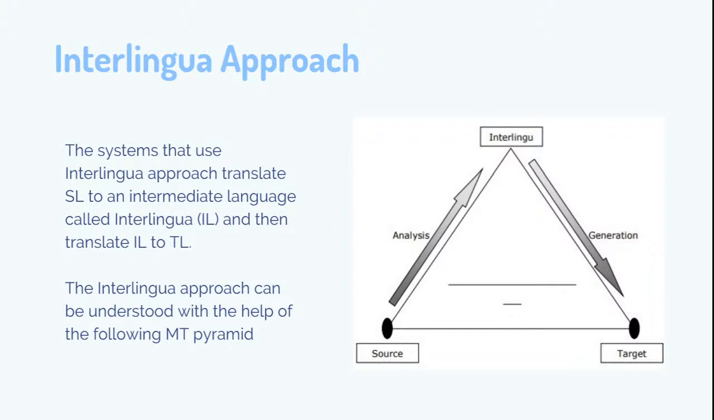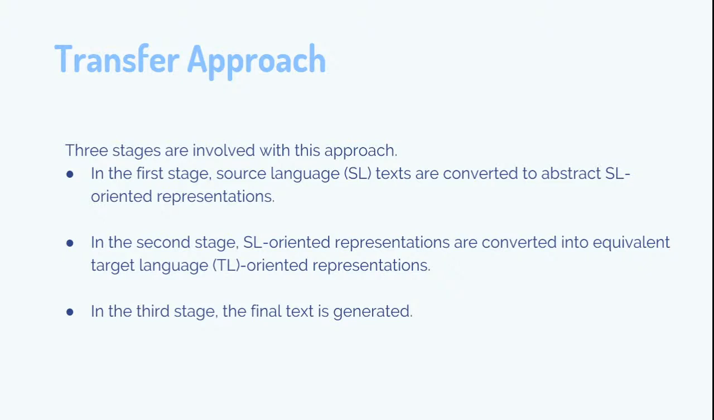Then the next one is the transfer approach. In the transfer approach we have three stages. The first stage is converting the source language into a source-oriented representation, taking some abstracts, the important points of the source language. The second stage is using that oriented representation to convert into the equivalent target language, that is TL. Then finally, the text generator. If you enter some words, it takes the important words from the text and converts them into the target language. This is called the transfer approach.